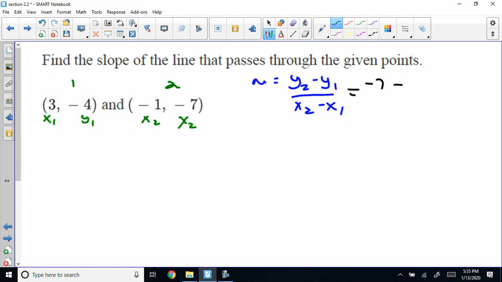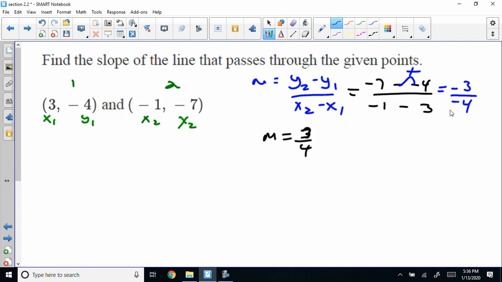Y2 is negative 7 minus negative 4 over negative 1 minus 3, right? And when you subtract the negative, it becomes a plus, so that's negative 7 plus 4, which is negative 3. And negative 1 minus 3 is negative 4. Ladies and gentlemen, clean up my signs and reduce my fractions. So negative 3 over negative 4 becomes what? 3/4, right? Any questions?